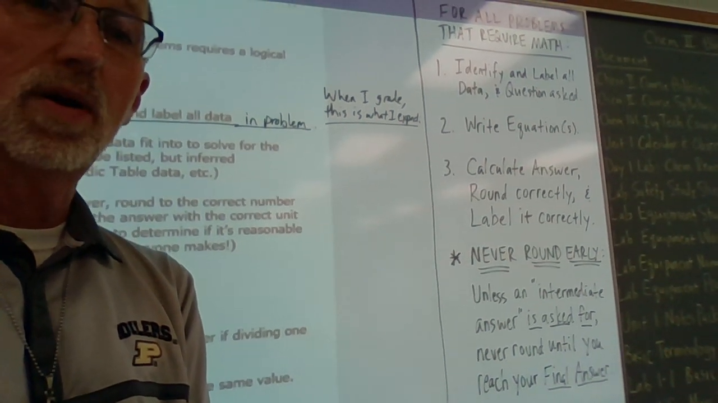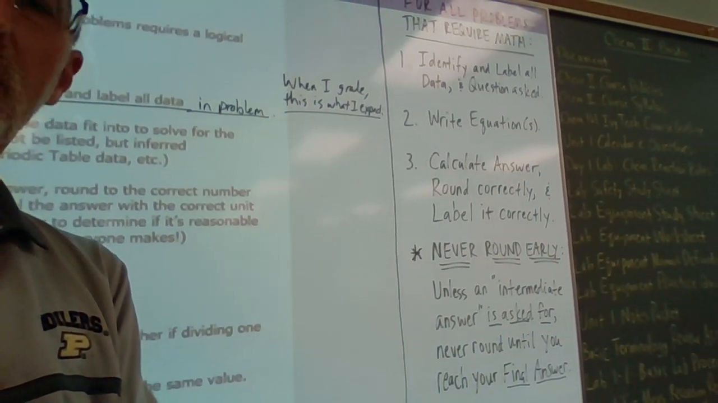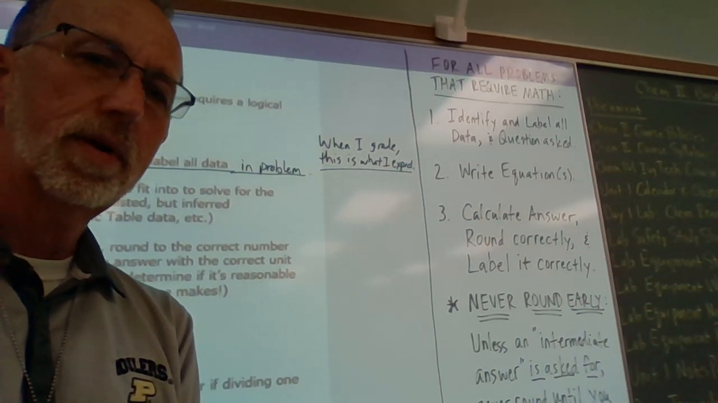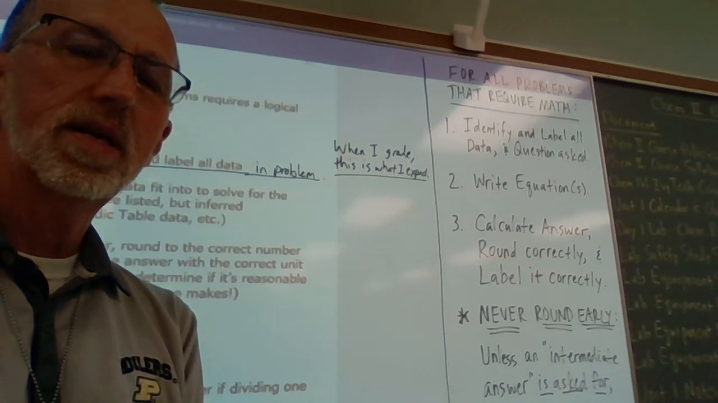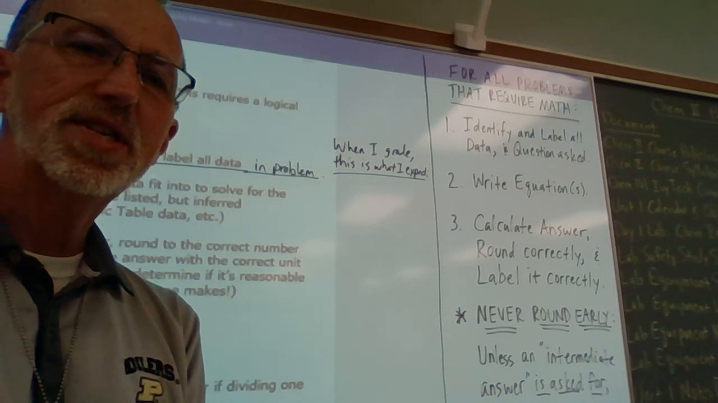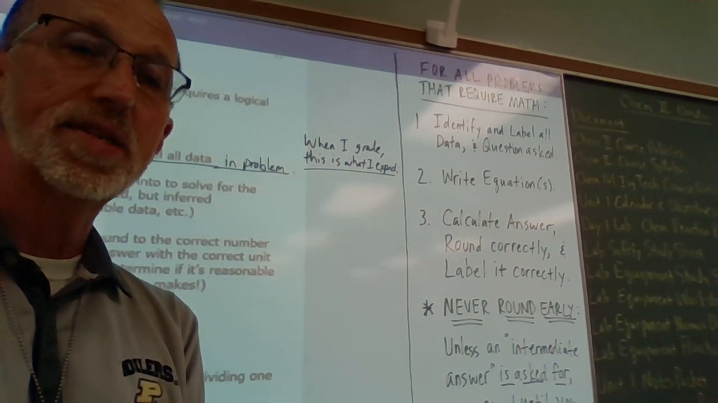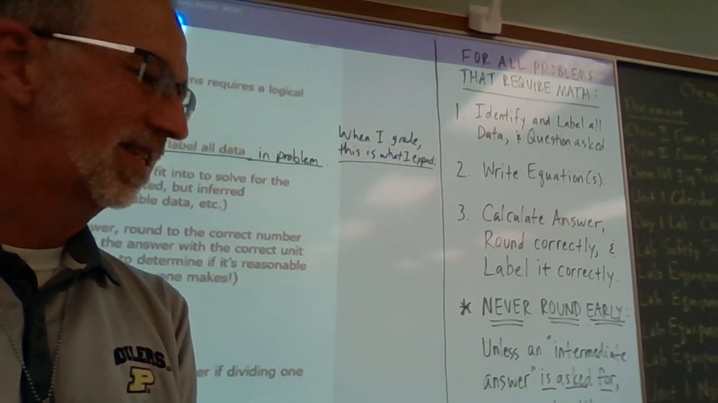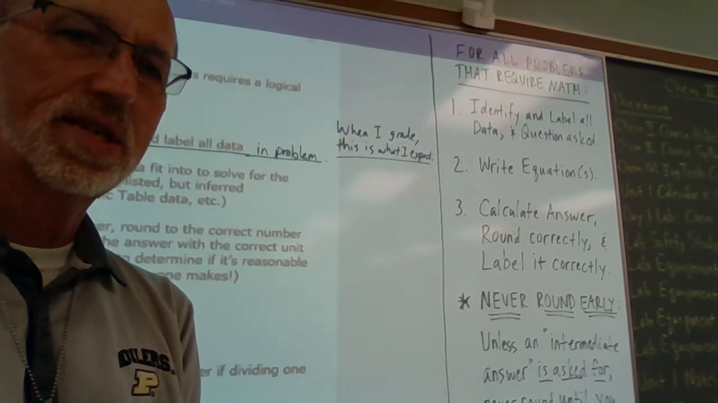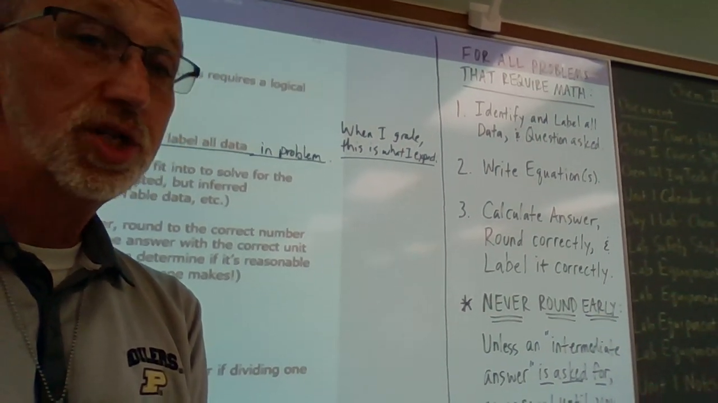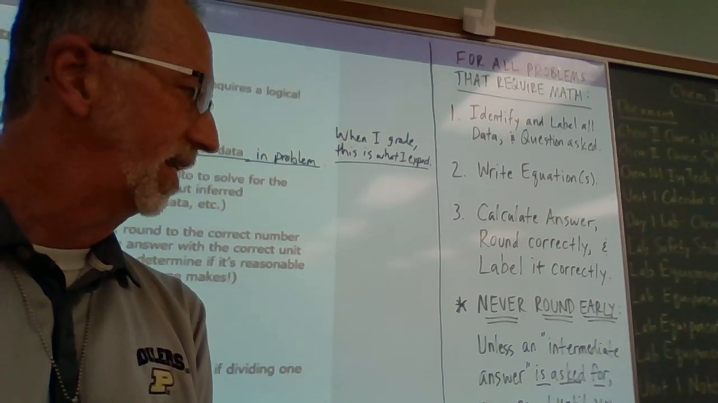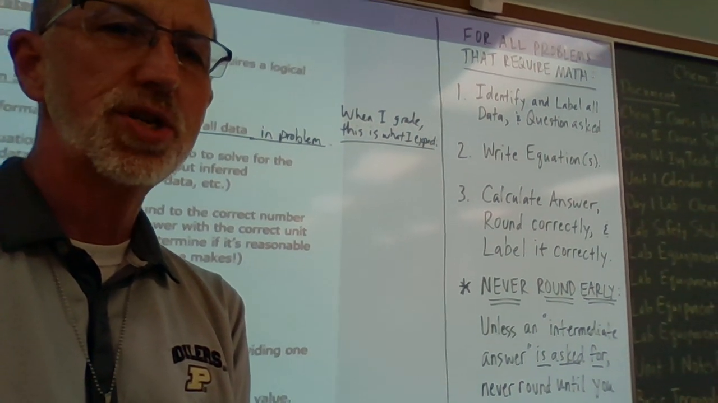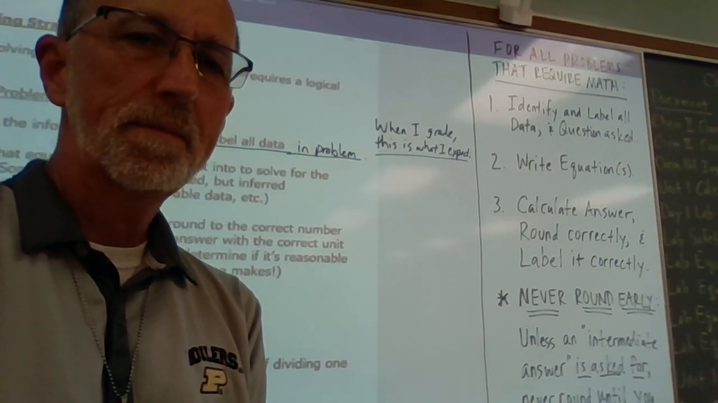Here's a special point that I want to bring up right now. Never round early. Sometimes you have multiple steps to do, and you may get answers in between steps or at the end of each step that work your way ultimately to a final answer. I call those intermediate answers. Here's the rule. Unless an intermediate answer is asked for, in which case you would then round it, otherwise, never round until you reach your final answer. Never round until you reach your final answer. That's very important.